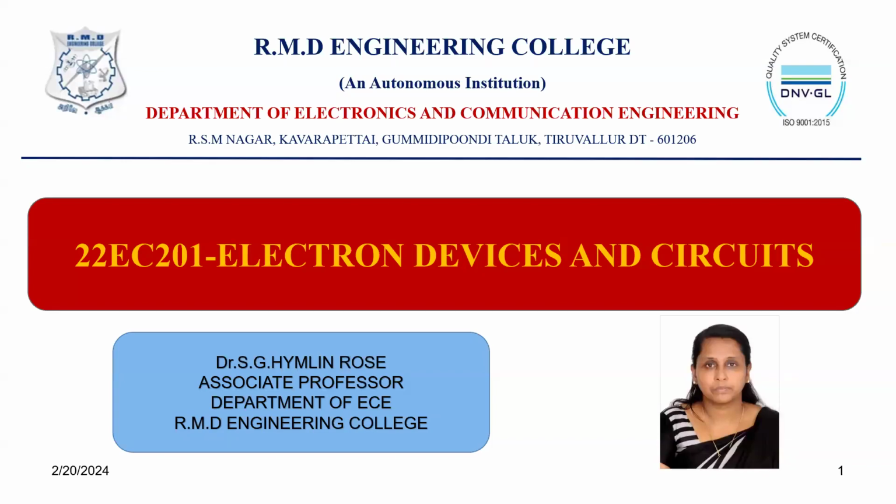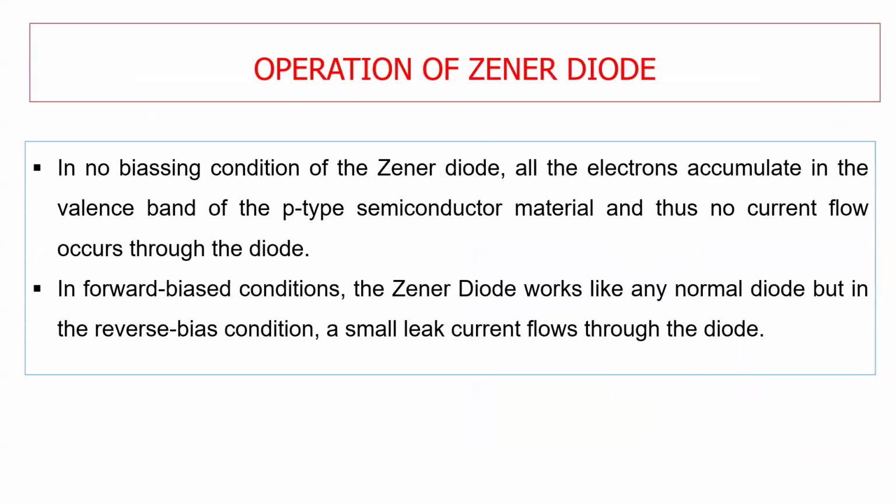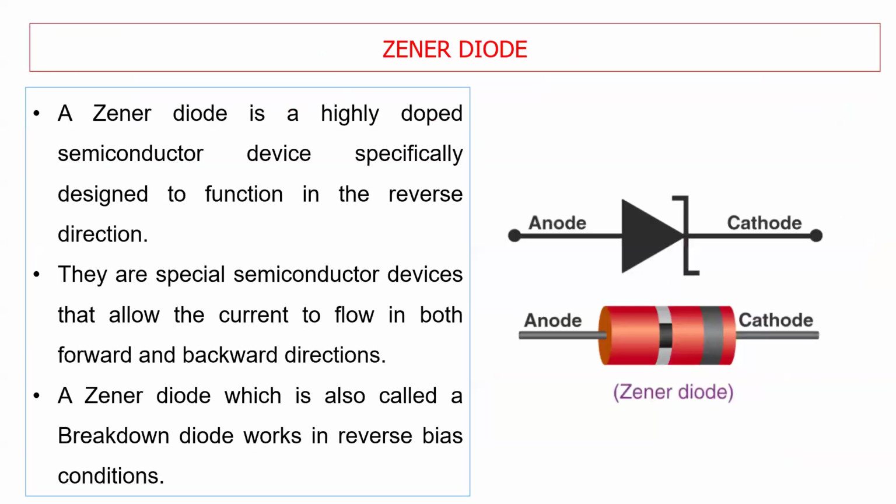Good morning to all. Today we will discuss the Zener diode, its operation and its characteristics, in the subject Electron Devices and Circuits. The Zener diode is one of the most important semiconductor diodes, a specific diode that works in reverse bias conditions. It operates in the reverse biased region.